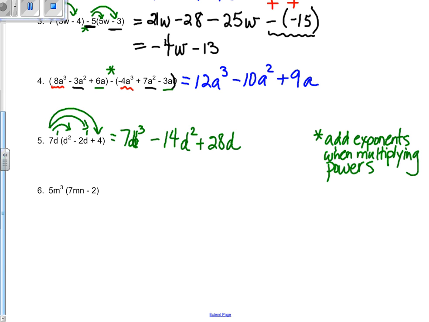Number 6 is 5m cubed times (7mn plus 5m cubed times negative 2). First one, 5m cubed times 7mn. I do my numbers first, 35. Now I'm going to do my m's. m to the 3 times m to the invisible 1 is m to the 4. There isn't an n in the first term, but there is in the inside term. It's just n to the 1. Next, 5m cubed times negative 2 is negative 10m cubed. Done. Those two terms are different. Your answer is a binomial.